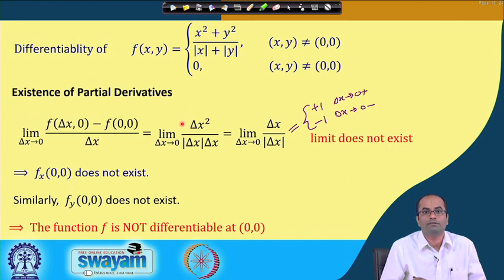And in fact, showing the nonexistence of one of the derivatives is enough to tell that the function is not differentiable, because the necessary condition for differentiability is the existence of both the partial derivatives. So, if this f_x does not exist, there itself we can tell that the function is not differentiable. In this case both the derivatives do not exist, and hence the function is not differentiable.